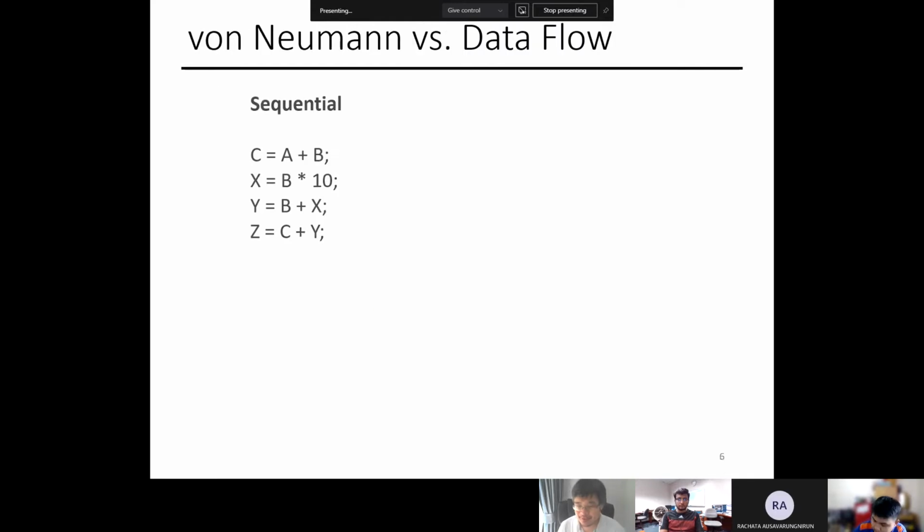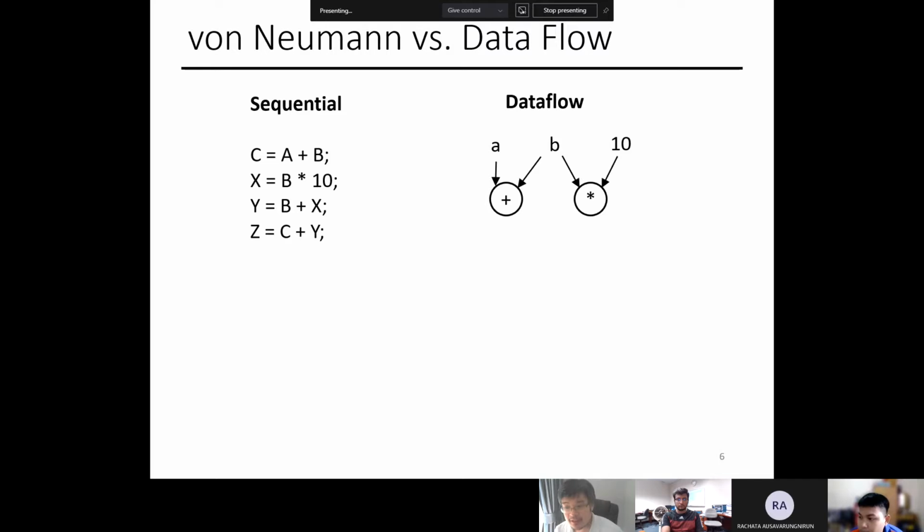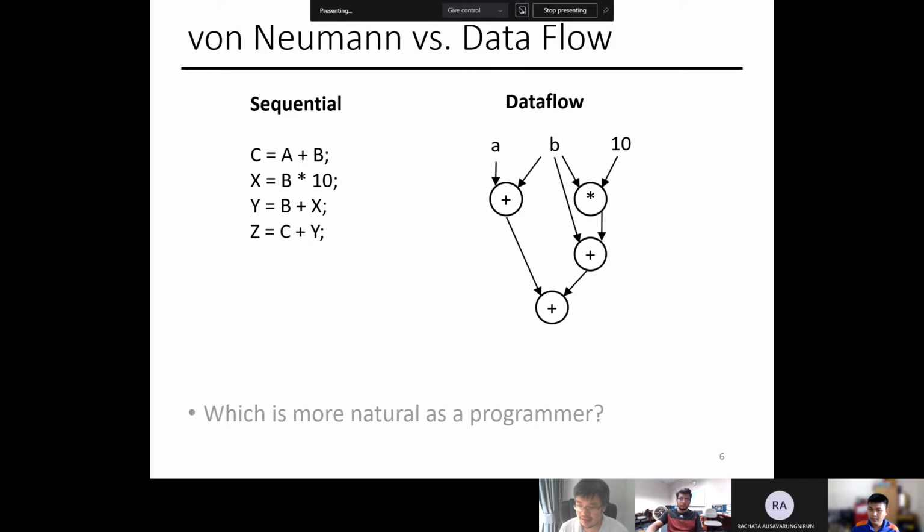And we talked about von Neumann, which is sequential. The way you run the program is done sequentially: N plus 1, N plus 2, N plus 3, versus data flow, where you look at each operation and at what data inputs it requires, and you run the operation only if you have all the inputs. Once you have all the inputs, you can fire it off and run.